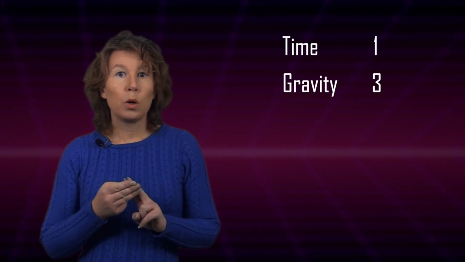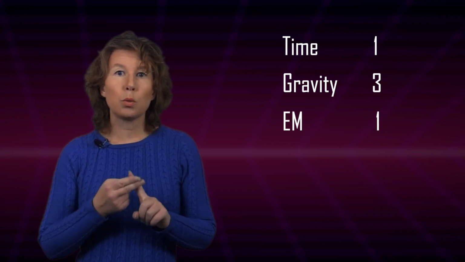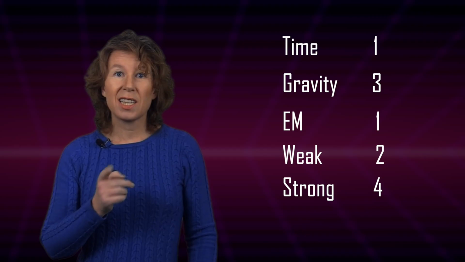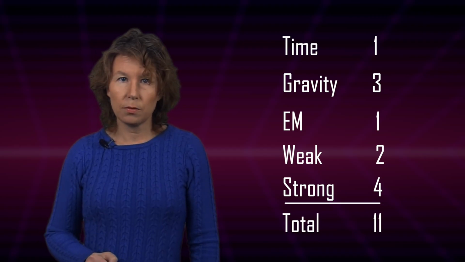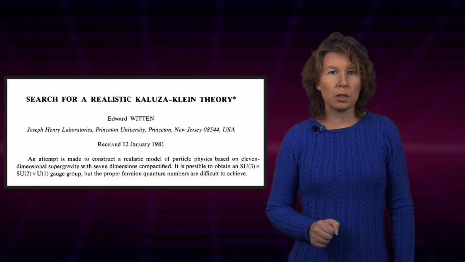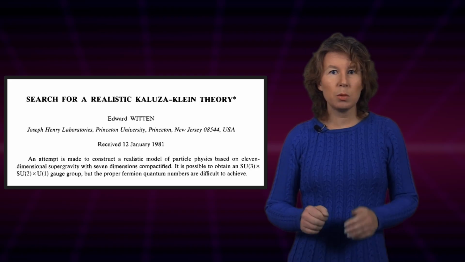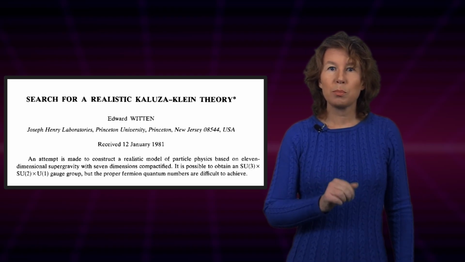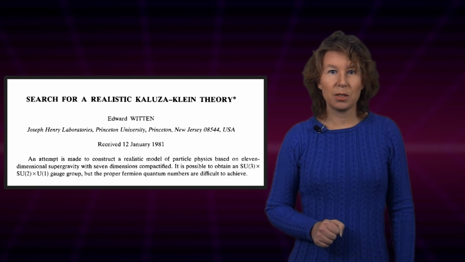How many? For the weak nuclear force you need 2 more, and for the strong nuclear force another 4. So in total we now have 1 dimension of time, 3 for gravity, 1 for electromagnetism, 2 for the weak nuclear force, and 4 for the strong nuclear force, which adds up to a total of 11. In 1981, Edward Witten noticed that 11 happened to be the same number of dimensions, which is the maximum for supergravity. What happened after this is what we'll talk about next week.